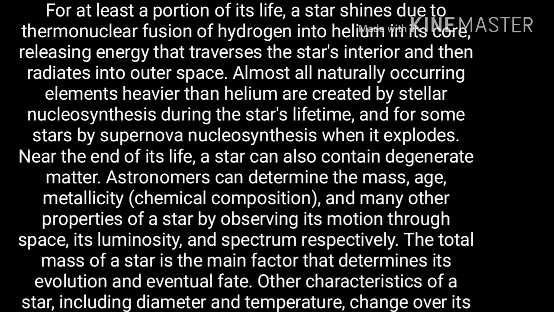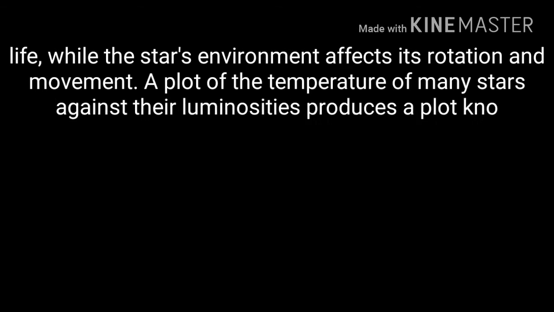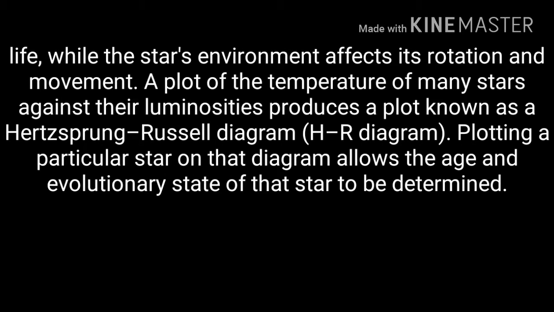Astronomers can determine the mass, age, metallicity, chemical composition, and many other properties of a star by observing its motion through space, its luminosity, and spectrum respectively. The total mass of a star is the main factor that determines its evolution and eventual fate. Other characteristics of a star, including diameter and temperature, change over its life, while the star's environment affects its rotation and movement.